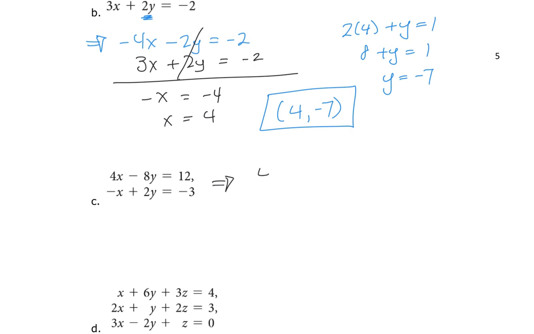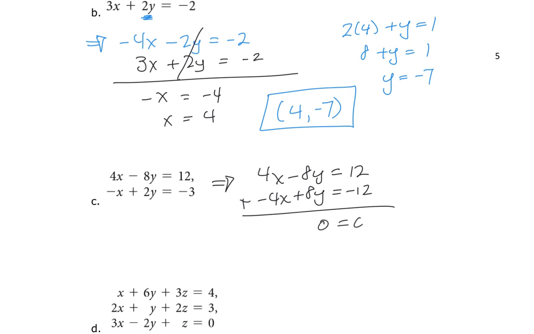So hang with me. So 4x minus 8y is equal to 12. And the second one is going to be negative 4x plus 8y is equal to negative 12. When I add these together, I get 0 is equal to 0. So what does that mean? Well, that means that they are the exact same line, which means I have an infinite number of solutions, because this is a true statement. When I end up with a true statement, it's an infinite number of solutions.